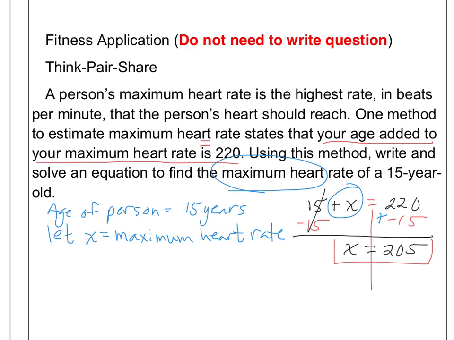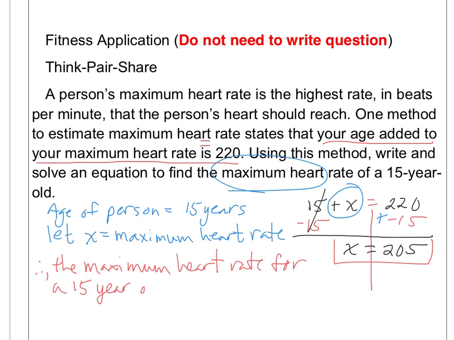Make sure that you answer the question. The question says, using this method, write and solve an equation to find the maximum heart rate. So therefore, the maximum heart rate for a 15-year-old is 205 beats per minute.